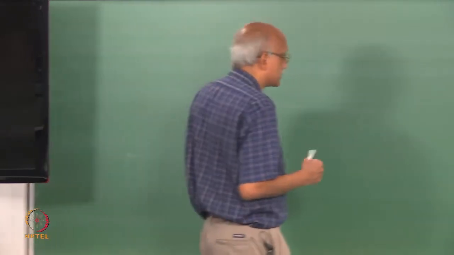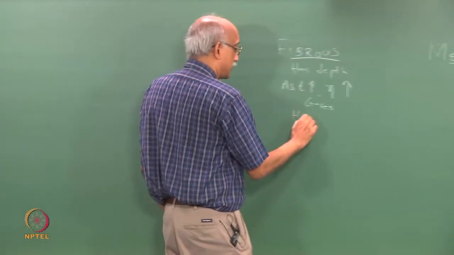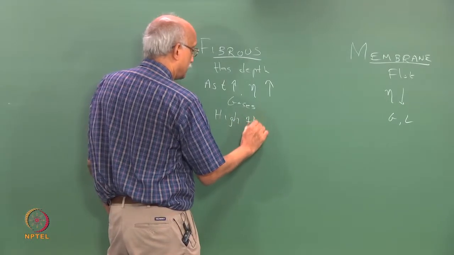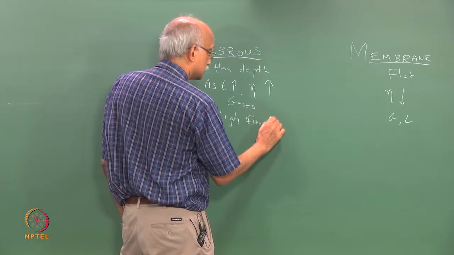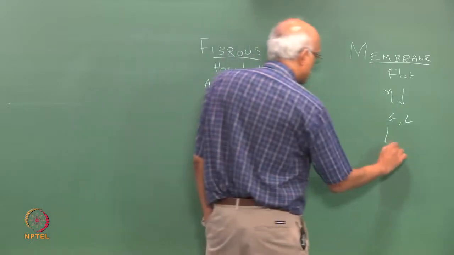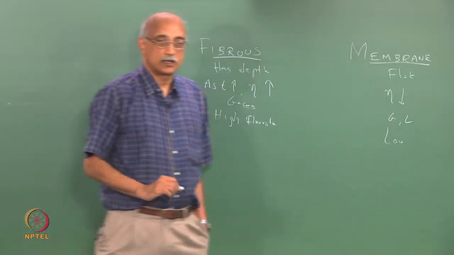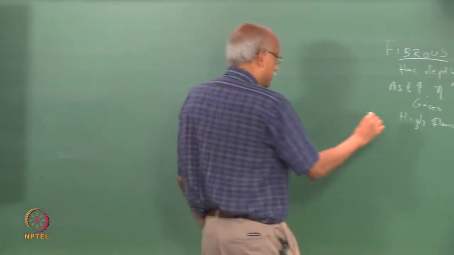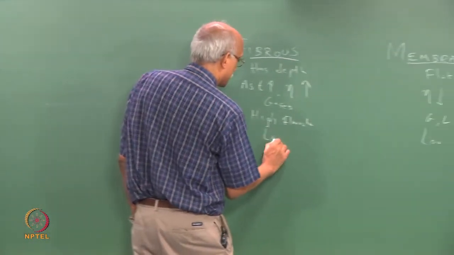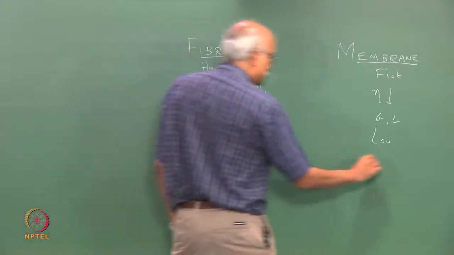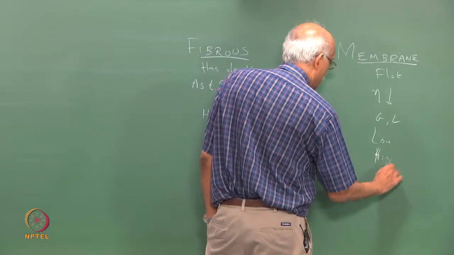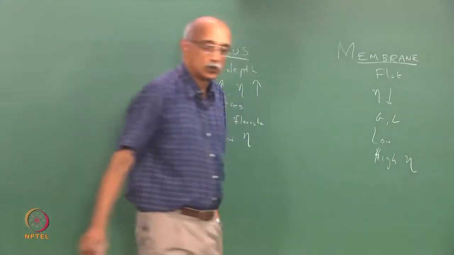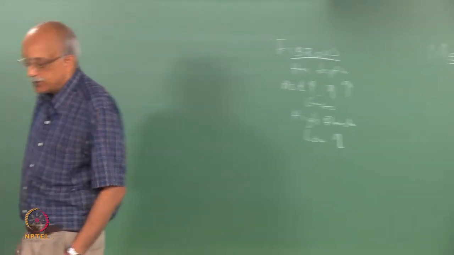How about flow rate? A fibrous filter can handle a high flow rate, whereas a membrane filter can only handle a low flow rate, and because of that the efficiency itself, the actual magnitude of a fibrous filter is low compared to a membrane filter.